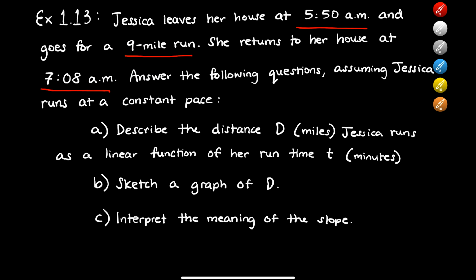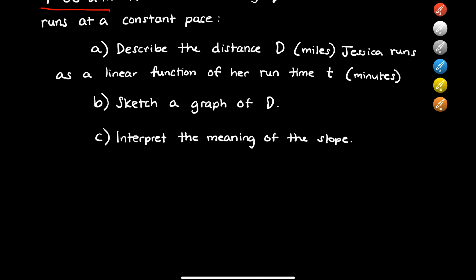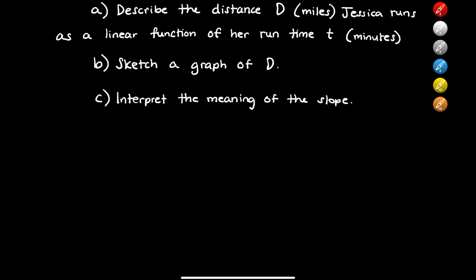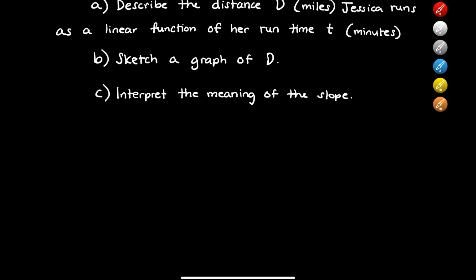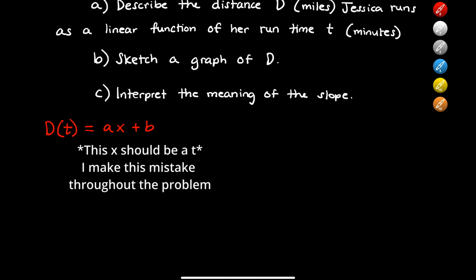So question A is just asking to describe the distance d in miles that Jessica runs as a linear function of her runtime t, which is in minutes. So let's do that. We're going to end up getting the function d of t. And so what we have to do is find the slope, which is a in this case, and the y-intercept, which is b. So let's do that.